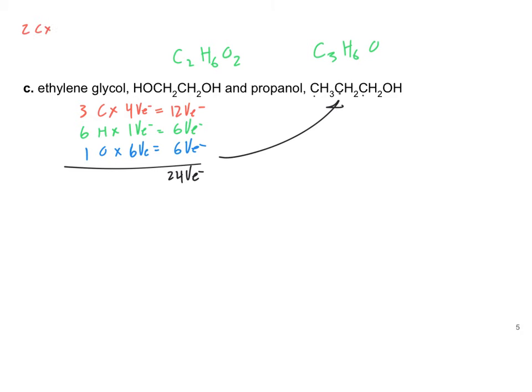So it's 2 carbons times 4 valence electrons, which gives me 8 valence electrons, and then I have 6 hydrogens times 1 valence electron for a total of 6 valence electrons, and then I have 2 oxygens times 6 valence electrons, which gives me a total of 12 valence electrons. And when I add this up, 8 and 6 is 14, 14 and 12 is 26. Yes, 26 valence electrons. So now I'm going to go back and draw the structure.